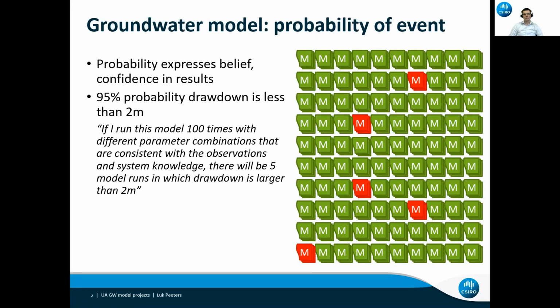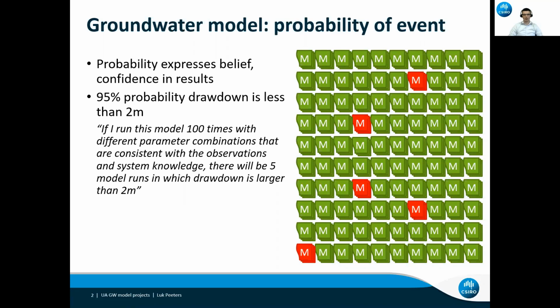And in this context, in the way I use probability, it's really the Bayesian view of a probability: it expresses a belief in our results, a confidence that we have in our results, an expression of how certain we are. And ultimately, at the end of a groundwater modeling project, I want to be able to make statements like there's a 95% probability that drawdown is going to be less than 2 meters.